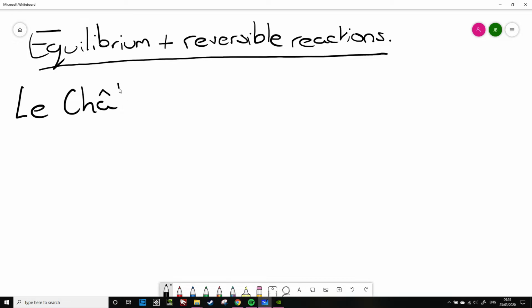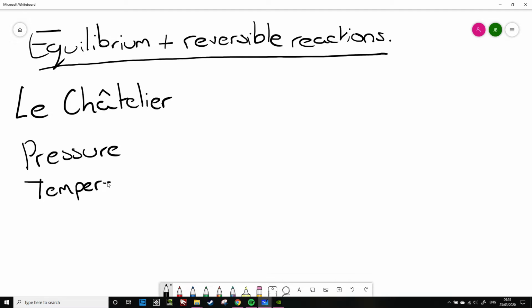Le Chatelier was a French scientist who manipulated equilibrium reactions to get more product or reactants depending on what was desired at that time. Now, there are several different ones we need to understand. We need to look at pressure, temperature, concentration, and we also need to think about the catalyst in this.